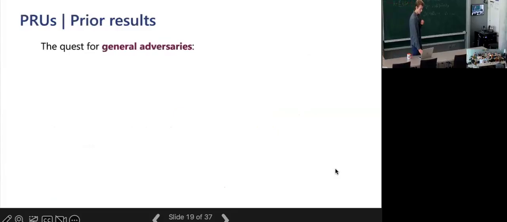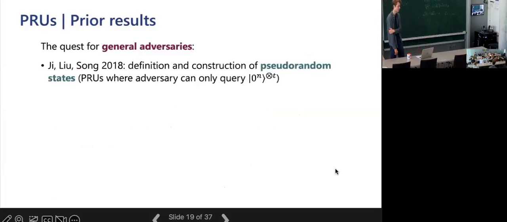Okay, this PRU story is slightly shorter, and this is basically a quest for general adversaries. This notion of PRUs was only defined in 2018 by Ji, Liu, and Song. And they defined it, but what they could prove is pseudorandom states, which are basically pseudorandom unitaries where your adversary only queries on the all-zero pattern. So it basically only sees the first column of your unitary, and this is all that it has to tell the two distributions apart.